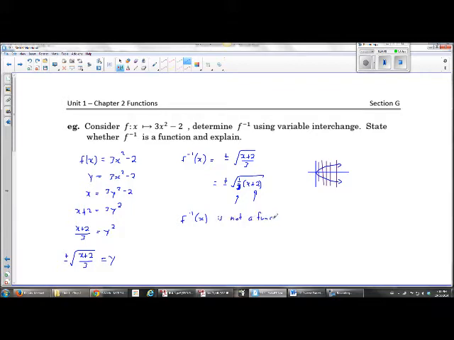So that is not a function, as it fails or does not satisfy the vertical line test. I really wish I could write neater. Maybe I'm rushing. Okay, great. So that is that.